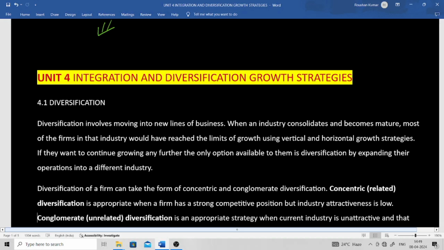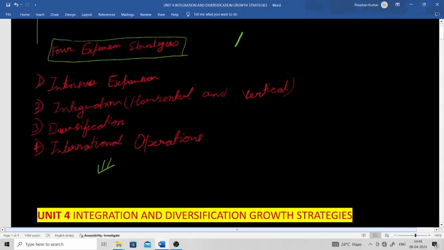Before going into the details of this fourth unit, first understand the basics here. For expansion strategies, generally organizations use the first one, that is intensive expansion. Second is integration, given in brackets as horizontal and vertical. Third is diversification, and the fourth one is international operations. In this unit we will talk about integration, the second one, and diversification, the third one. Basically we will talk about these two.